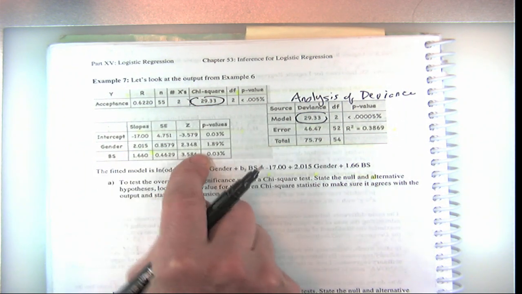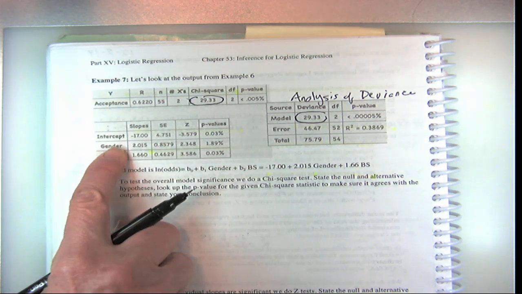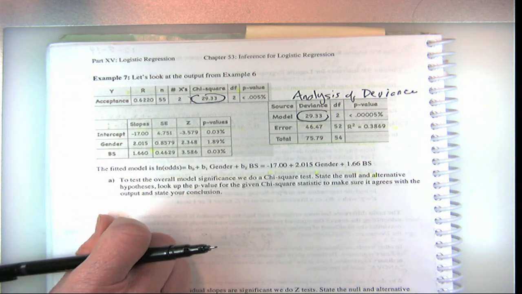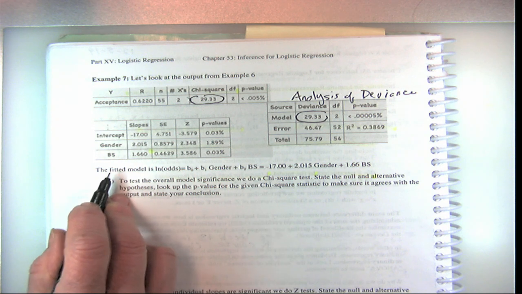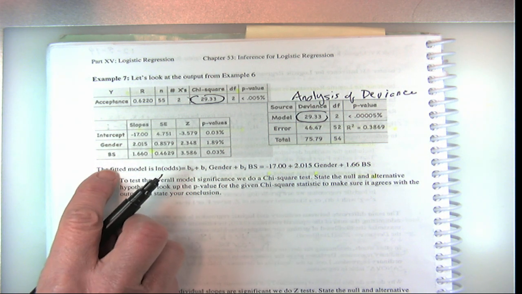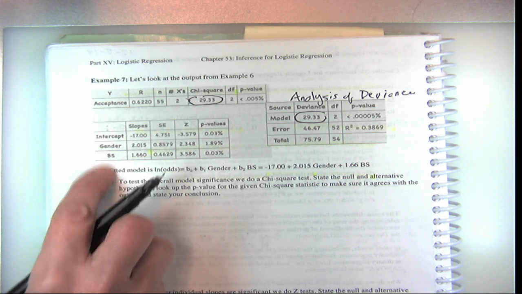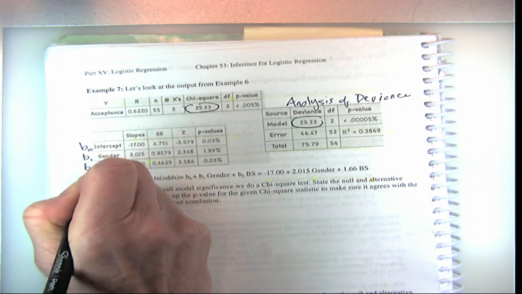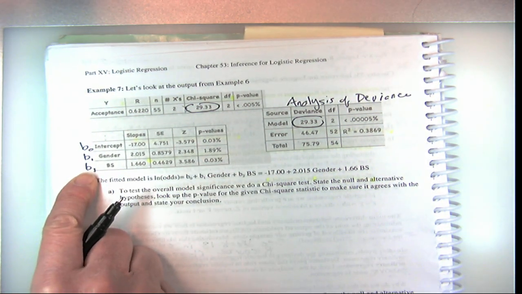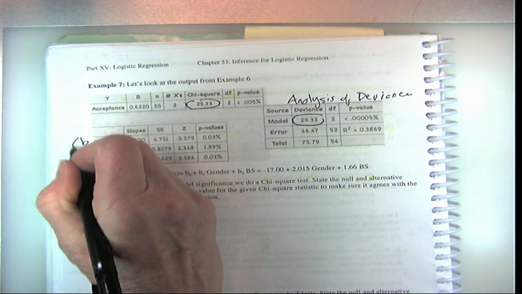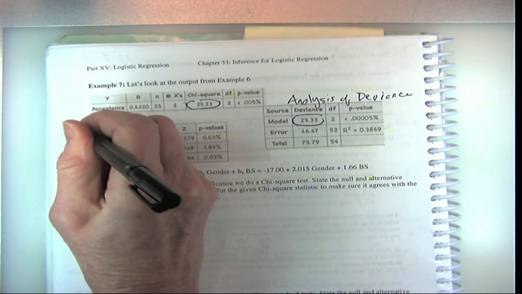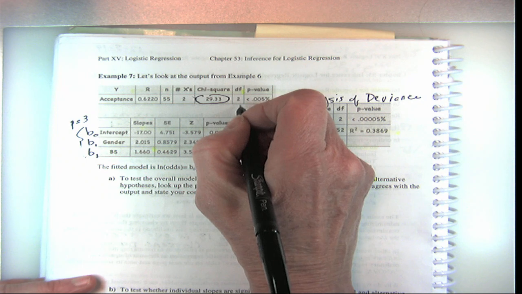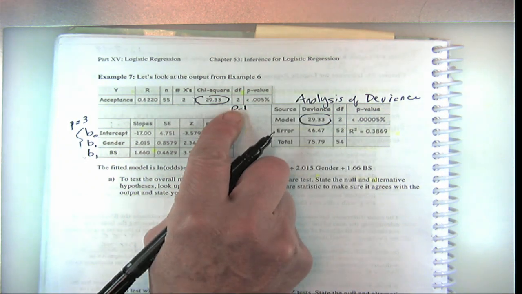Why? Because we're going back to the example that we just finished last time that had 2 predictor variables. We're trying to predict a 0-1 variable, whether somebody gets into med school or not, based on gender and biological science score. Remember that we have 3 betas here, so our parameters are equal to 3. That means our degrees of freedom are 2. That's why this is p minus 1.